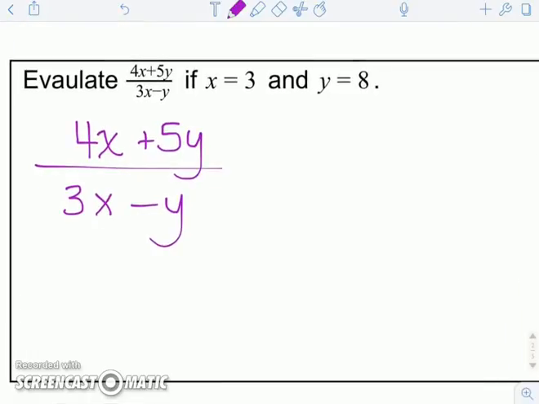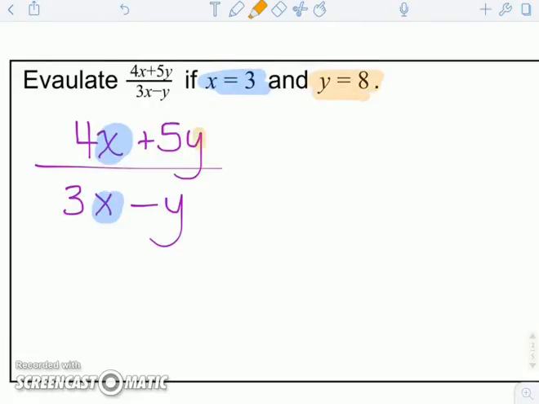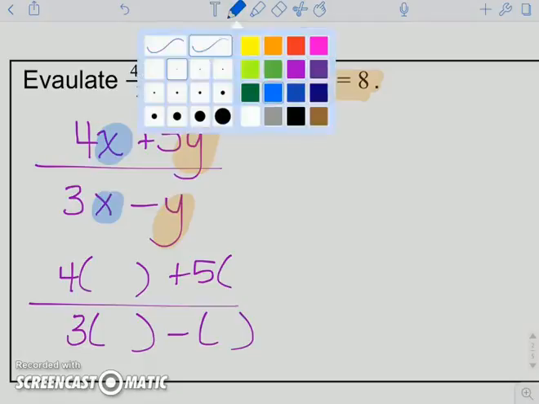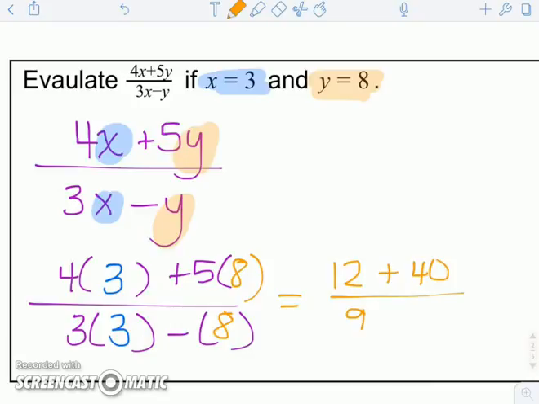And then anywhere I see an x, I'm going to plug in a 3. And anywhere I see a y, I'm going to plug in an 8. So I really have 4 times, I'm going to put my x there. And we said x is 3. And then anywhere I see a y, I'm going to put an 8. And I'm left with 12 plus 40 all over top of 9 minus 8.